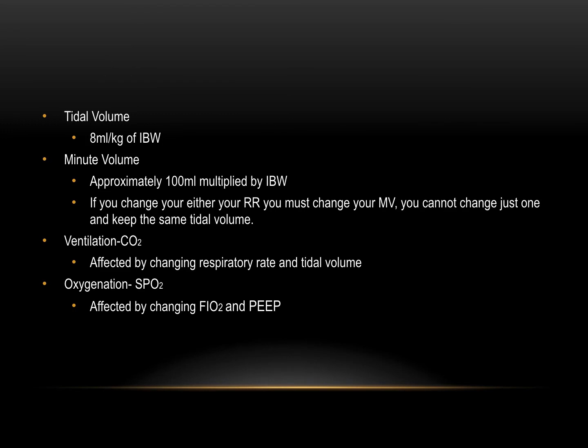We're going to use tidal volume using 8 mils per kilogram of ideal body weight. We can figure our minute volume by multiplying our respiratory rate times our tidal volume. Otherwise, use 100 to 120 mils per kilogram of ideal body weight. And just remember, I've said it before, I'll say it again, make sure you change minute volume if you change respiratory rate and you want to keep the same tidal volume. If we need to affect their ventilation status, change our respiratory rate. If we need to affect oxygenation, that's occurred through FiO2 and PEEP.